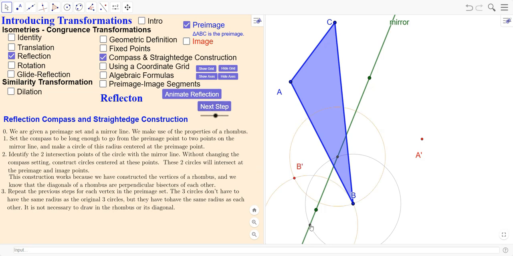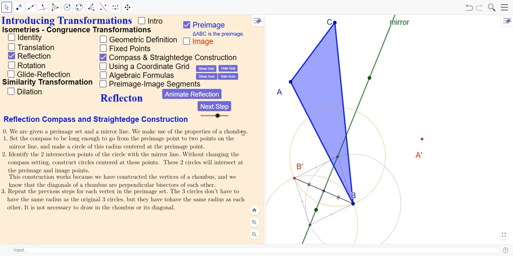One centered at this point of intersection, the other centered at the other point of intersection. They'll intersect at these last two circles that you see in orange here. These two will intersect at B, but also back at the image point B prime. And why, again, does that work? Because of the rhombus.